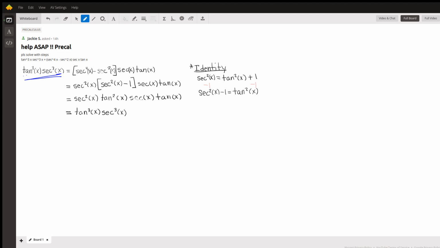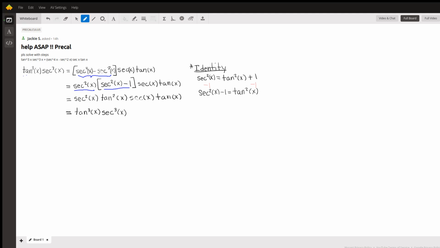One of the most important things on this topic is to know your identities. Over here, I've written an identity that we're going to use, and I'll show you how it's applied in this problem. So first off, let's look at this group, secant fourth x minus secant squared x. I'm going to factor out the secant squared x. And so what I'm left with on the inside is secant squared x minus 1.